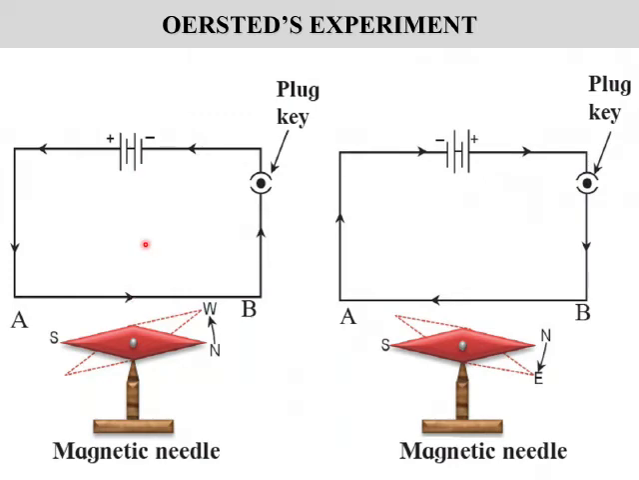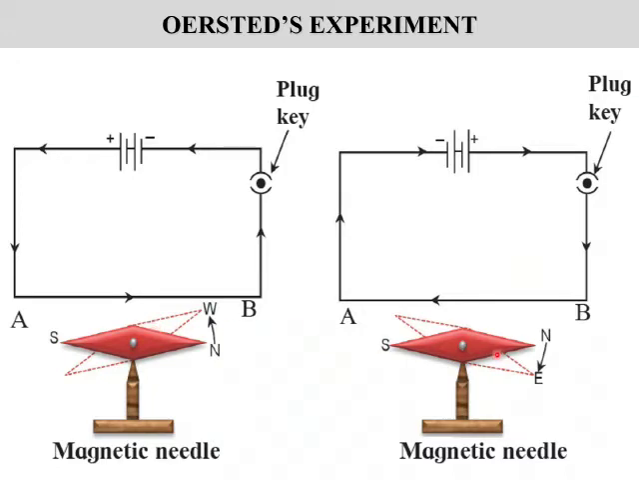Next, what he did was that he changed the polarity of the cell so that the direction of current was reversed. Now, when the direction of the current was reversed, he found that the magnetic needle got deflected again, but in the opposite direction. This was the original direction when there was no flow of electric current, north-south. But when the current started flowing, it got deflected, but in the opposite direction to which it had deflected previously.